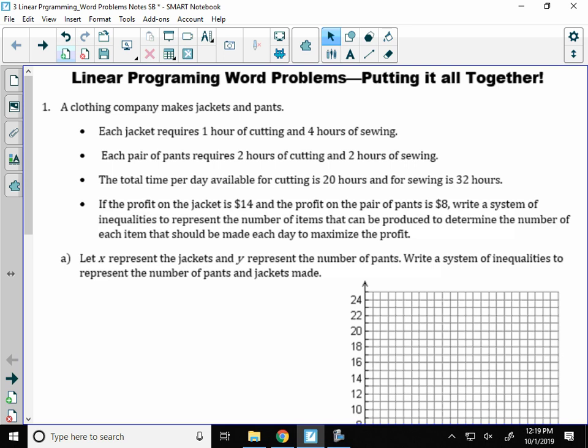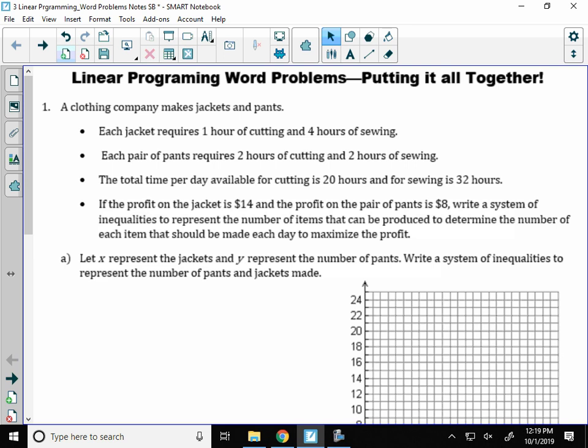And I know there's not 32 hours in the day. Why would they say there's 32 hours available? Anybody? Is there more than one person working, maybe? Yeah, so combining all their working hours, there's probably a few people working. And they give us some information about profit.